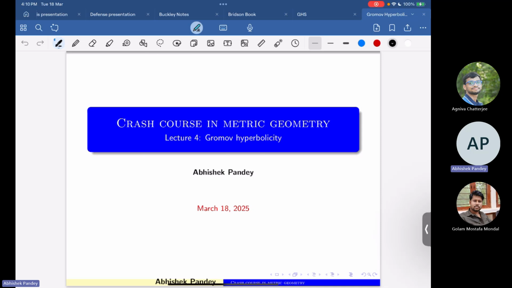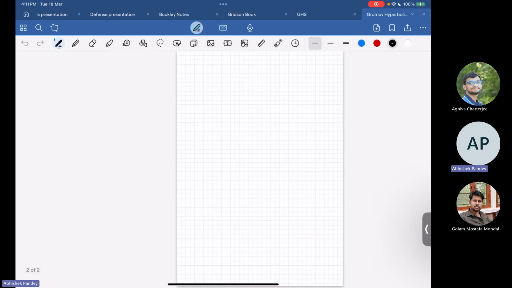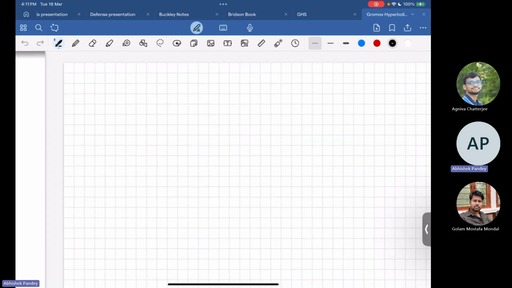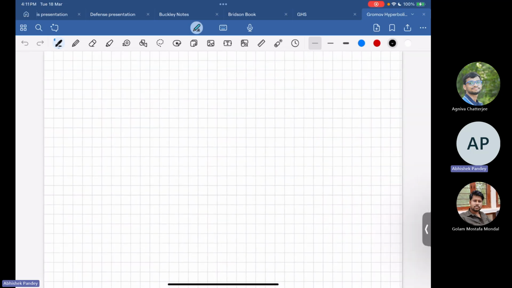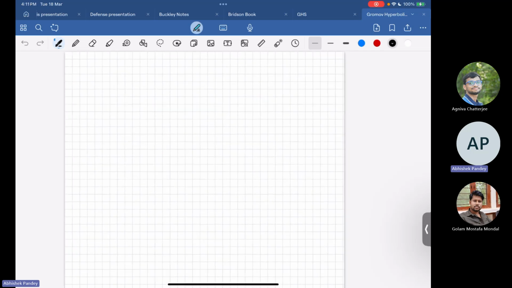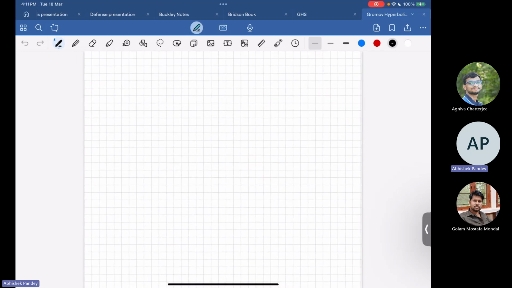Today we are going to talk about this notion of curvature, negative curvature, introduced by Gromov. So first, let me mention what would be the content of today's talk. The content will be, first we will be looking at introduction and some examples.